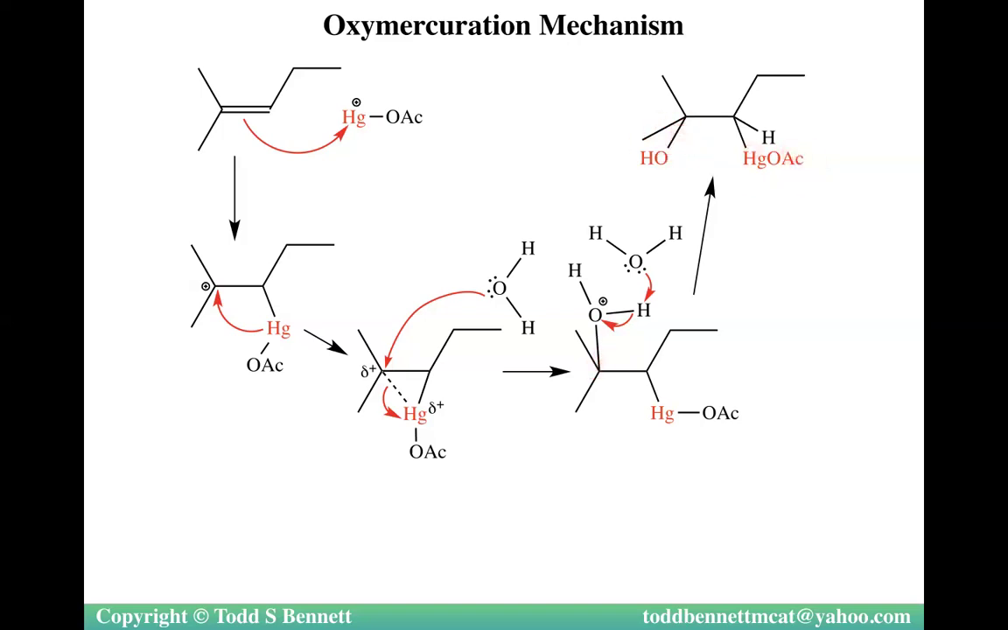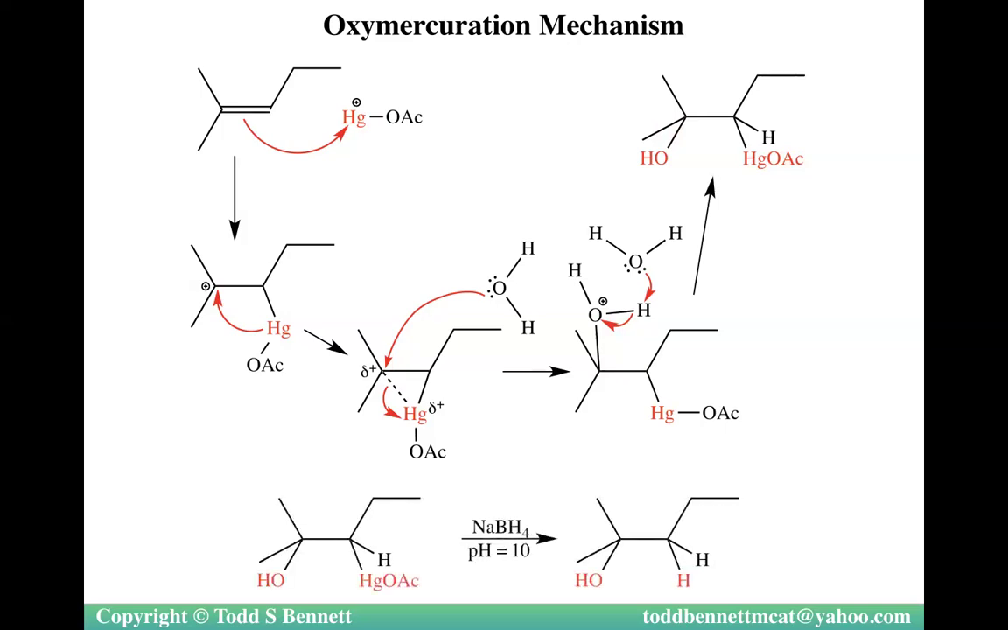We have an HgOAc. We need to get rid of the HgOAc, and that's where the sodium borohydride comes in. So I'm going to draw the sodium borohydride as just a source of H minus. That H minus is going to come in and kick out that HgOAc. There's a little more to the mechanism than that, but I'll just say that's essentially what's happening. Again, because it's not a chiral center, I don't care.